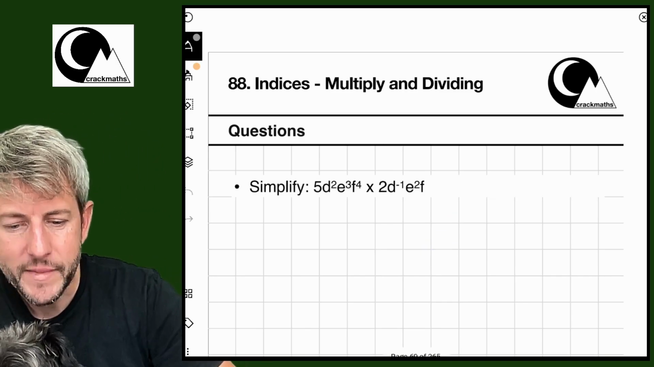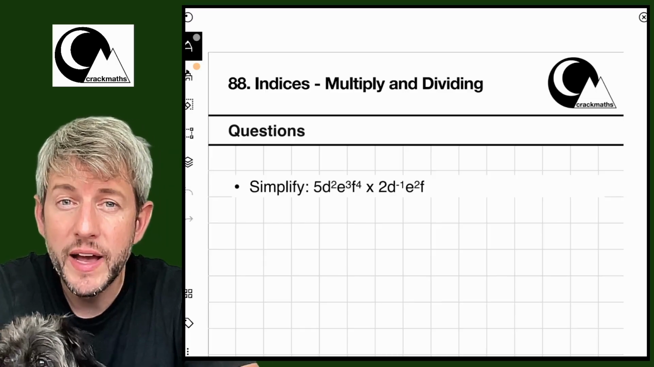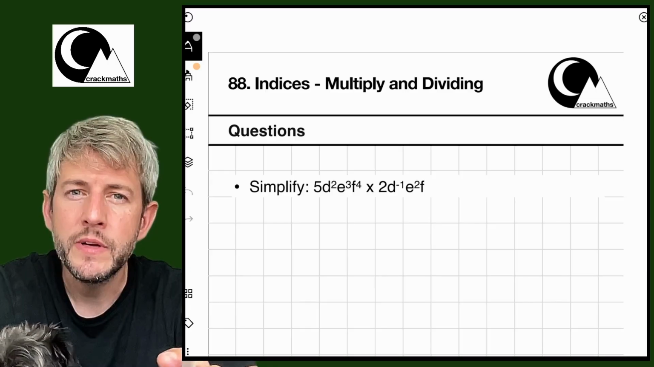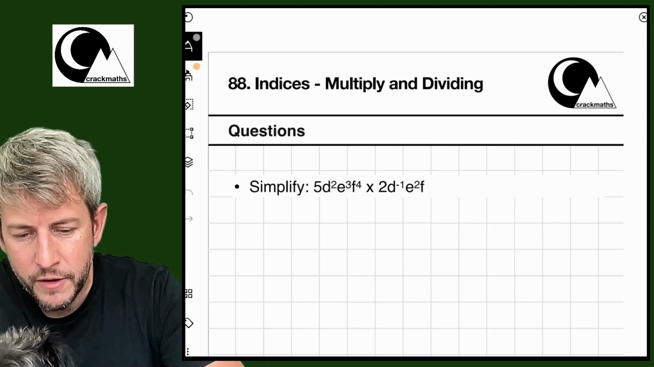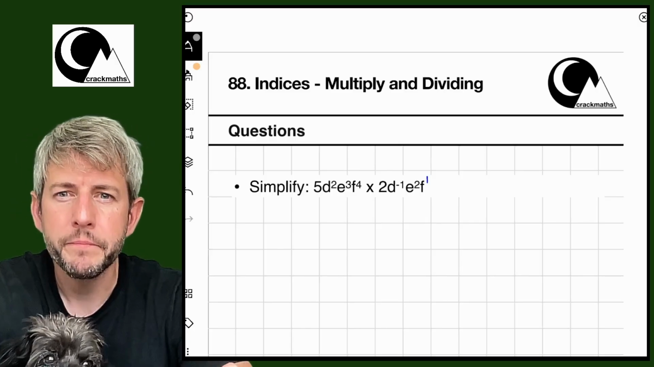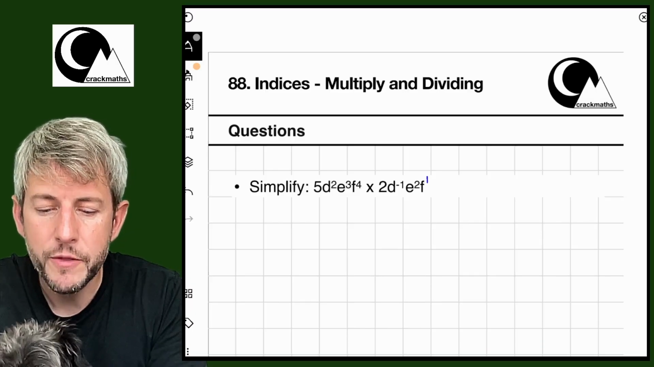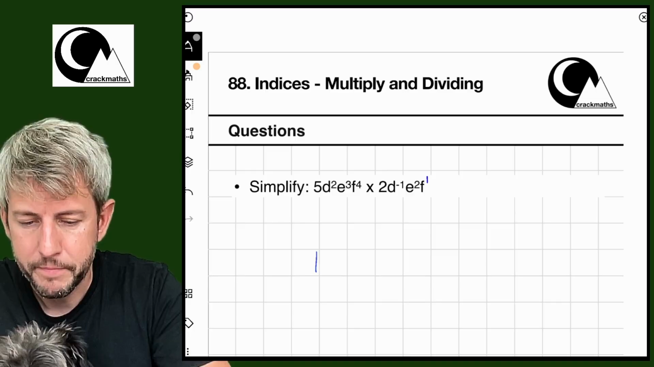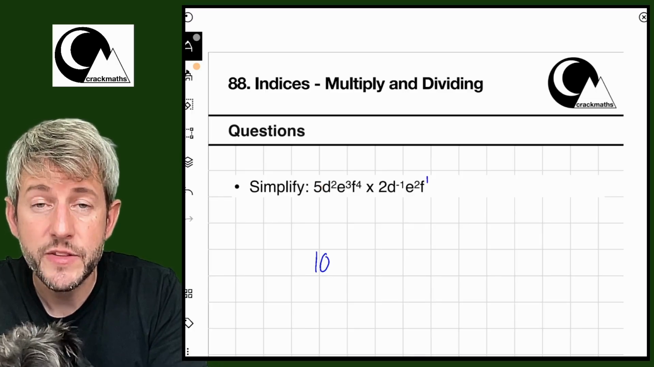Okay, right. Next one that we have here: simplify 5d squared e to the power of 3 f to the power of 4 times 2d to the negative 1 e to the 2 and then just an f. So first things first, I'll just put a 1 there to remind myself that that is f to the power of 1. And then we can just work through it variable by variable. The first thing we're going to do is the coefficients. So 5 times 2 is 10.